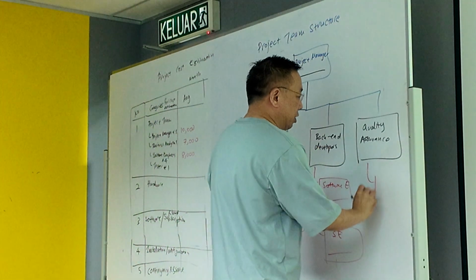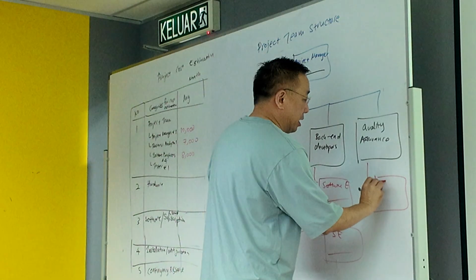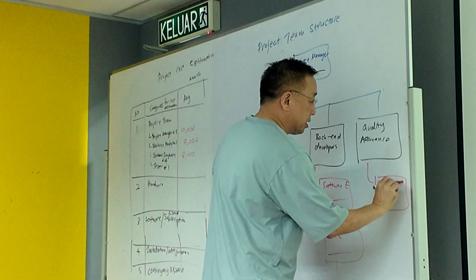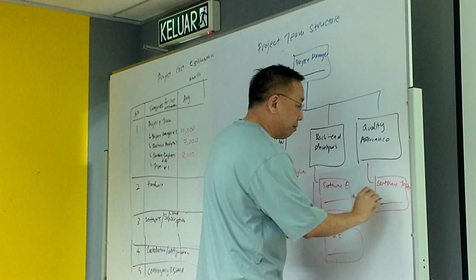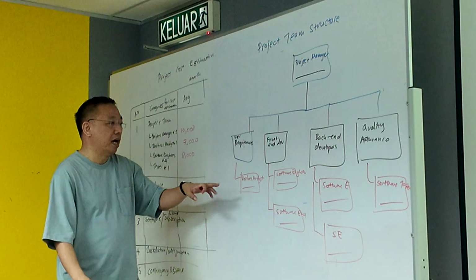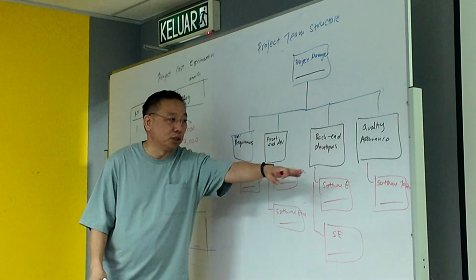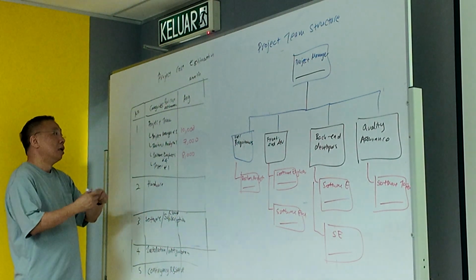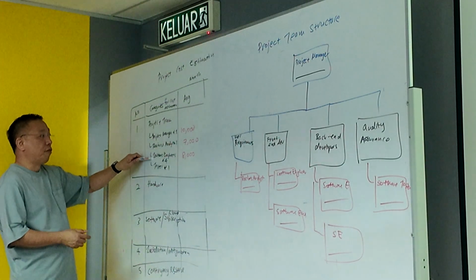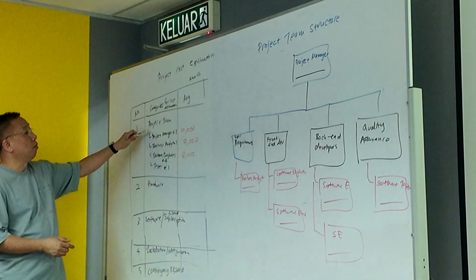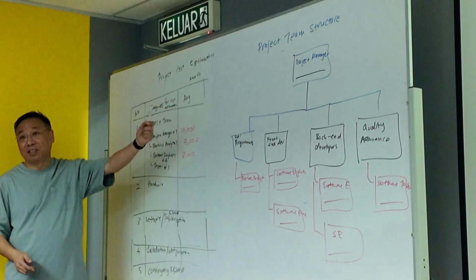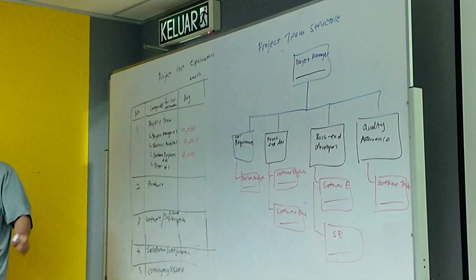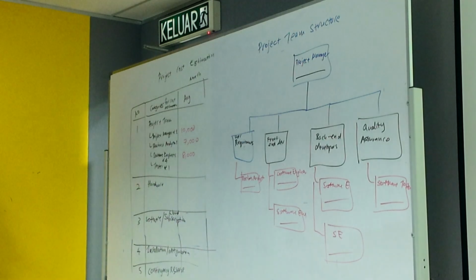Quality assurance, I only have 1. Software tester, that's his job title, and this is his name. So in this example here, I have 4 software engineers, 1 software tester, 1 business analyst. Make sure it ties in with this. 1 business analyst, 4 software engineers, 1 tester, 1 project manager. All match. So make sure it aligns. They are the same, the numbers. So that is a visual representation of your project team structure.